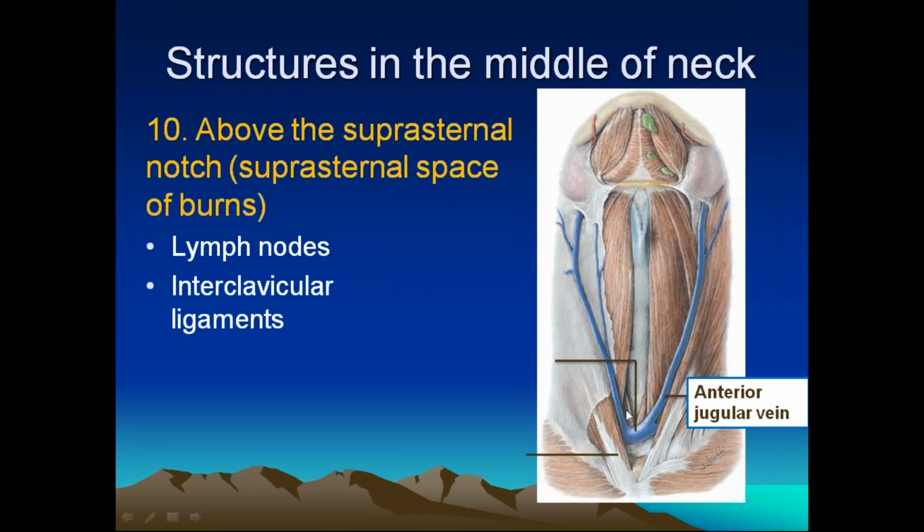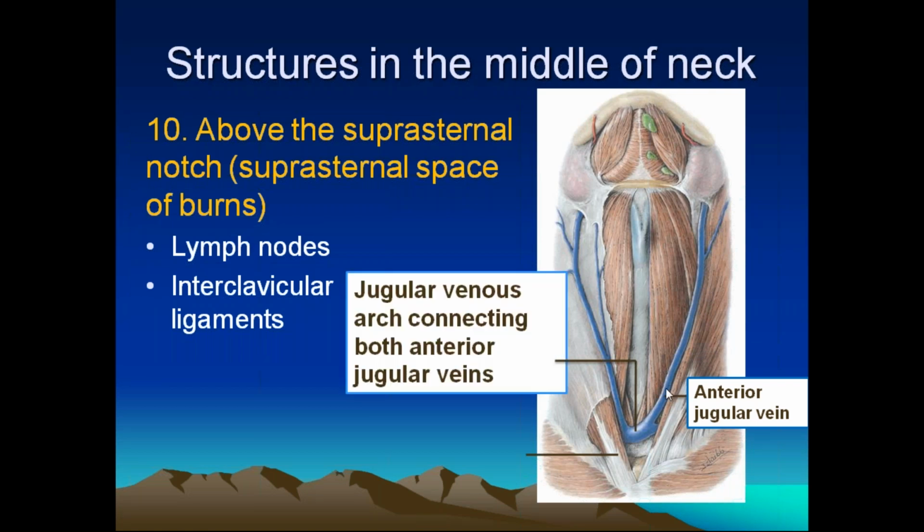So actually this space is called the suprasternal space of Burns, between the layers of the investing layer of deep cervical fascia. It consists of lymph nodes and the interclavicular ligament, which connects the two medial ends of the clavicle. Other than this, in this picture you can see the sternocleidomastoid. This is the sternal head of the sternocleidomastoid, and you can see the anterior jugular vein.